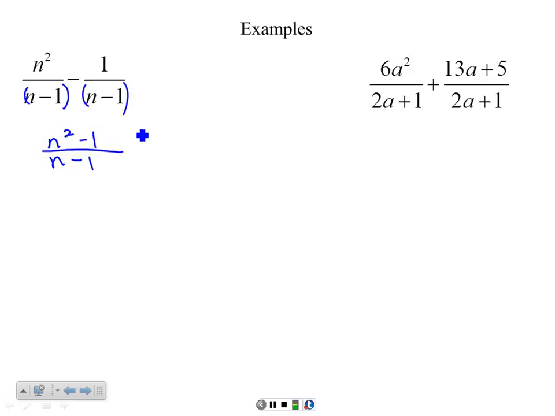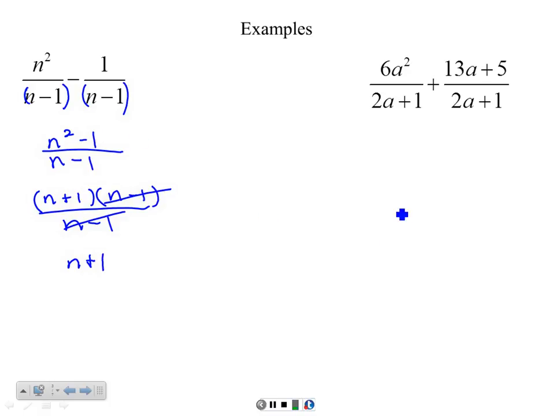And then you're going to factor. So n squared minus 1 is the difference of two squares. So we'll have n plus 1 times n minus 1 over n minus 1. And then the n minus 1s will cancel out, and you get n plus 1 as your answer.